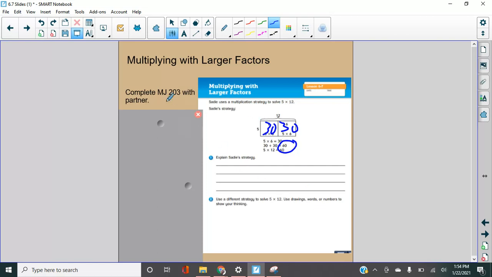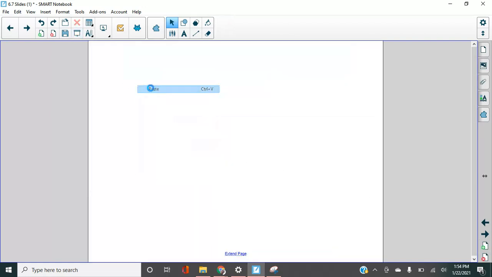Okay, let's describe what Sadie did here. Let's see, can we make this bigger? Let's make this bigger on the next page so that everybody can see better.